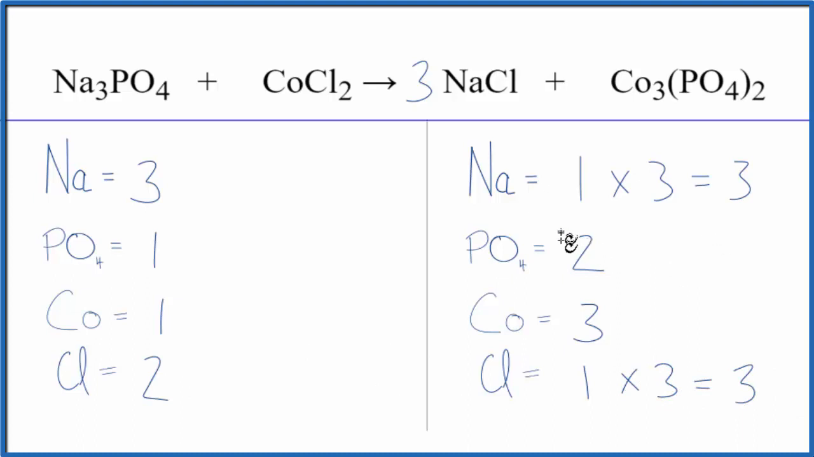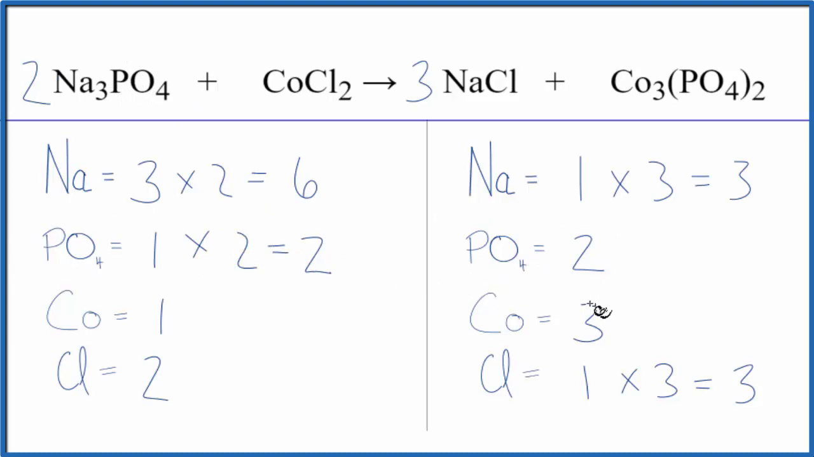I think next, I see I have 2 phosphates here and 1 here. If I put a 2 in front of the sodium phosphate, I have 3 times 2. That'll give me 6 sodiums, but I have the 1 phosphate times 2. That balances the phosphate, so that makes that a lot easier.